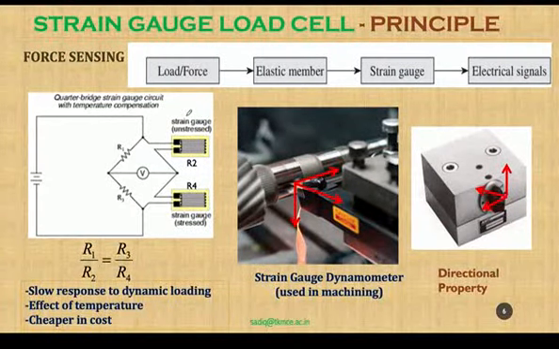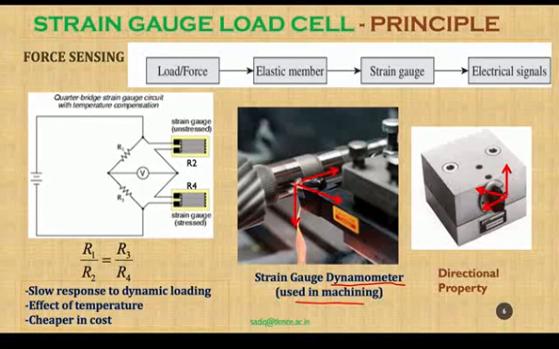Let us see one application to see how strain gauges can be used for measuring strain or force. To explain this concept, I'll use an example of a strain gauge dynamometer. A dynamometer is a device that is meant for sensing force, and in this particular example, this dynamometer is used for sensing the force that is happening during machining. It's a very familiar case of a turning process where a single point cutting tool is used to machine this material.